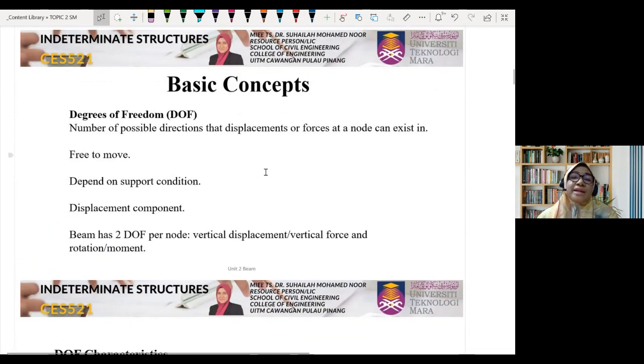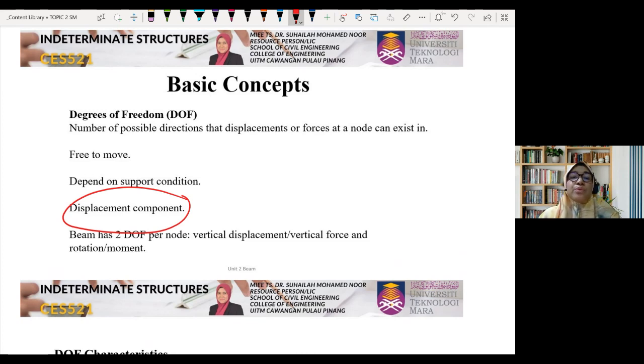Okay, so degree of freedom. What do you understand about degree of freedom? In simple words, degree of freedom means displacement component. It means the number of possible directions that displacement or forces at a node can exist in. It means it is free to move, and it depends on the support condition.